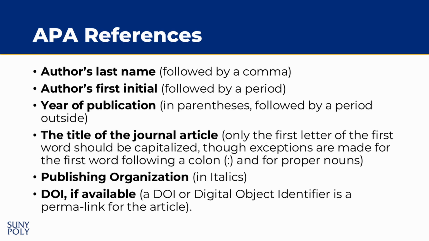Then, you'll have the title of the article. Then, the publishing organization in italics. Then, finally, the DOI, if it's obtainable. A DOI is a digital object identifier, also known as a permalink.